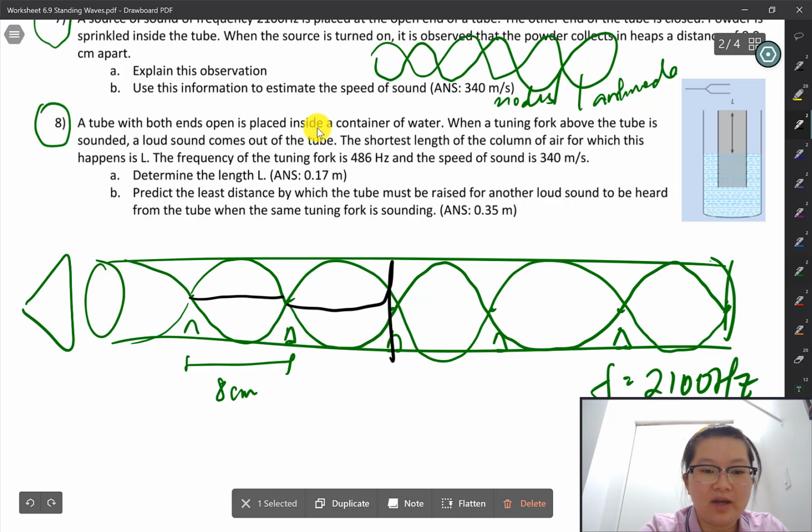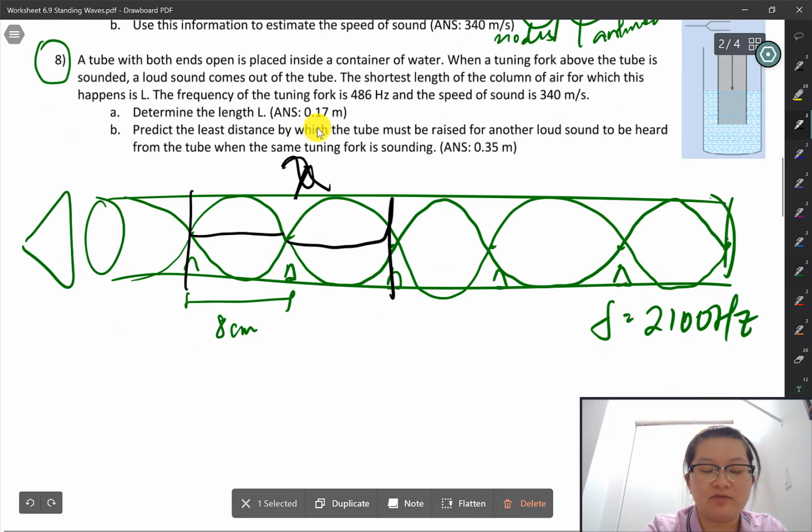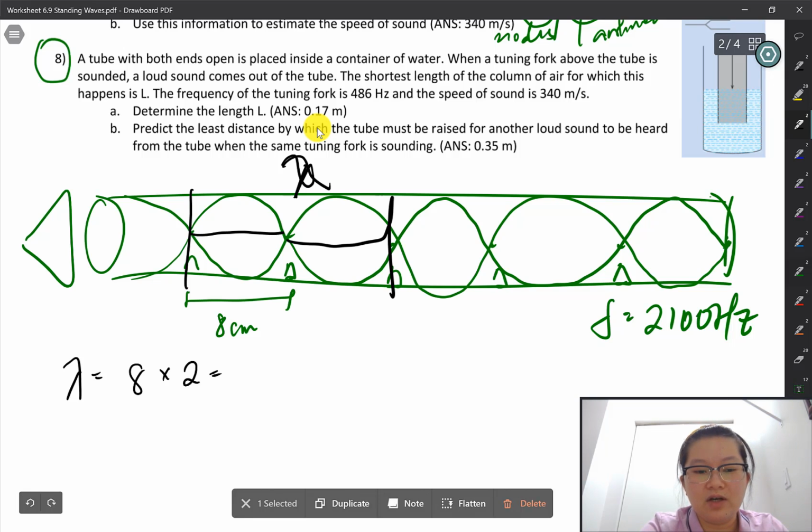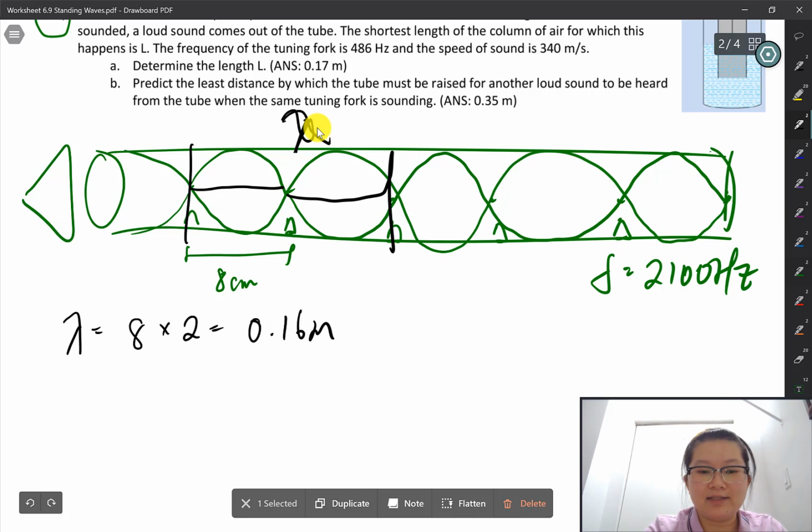So for the whole wavelength, we need to double the distance from node to node. So our wavelength here is going to be 8 centimeters times 2, which is 16 centimeters or 0.16 meters. And if we want to find the speed of sound, if we know the wavelength of the wave that's going inside the tube, we know the frequency, we can use it to figure out the speed of sound.